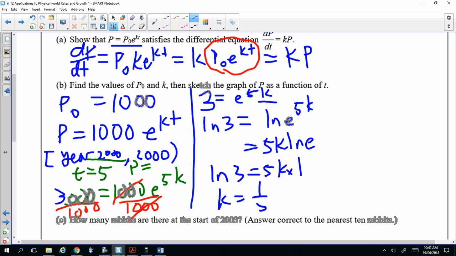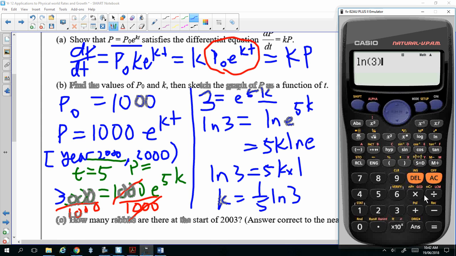Now, if you do it on a calculator, it's going to be ln 3. Make sure you close the bracket, divide by 5, you get this long thing. You want to use the whole value, so you're not going to write everything down. You just leave it on the calculator. So press Shift, store A, stores into A. We're going to access this later. All right, so we found k, we found P0.